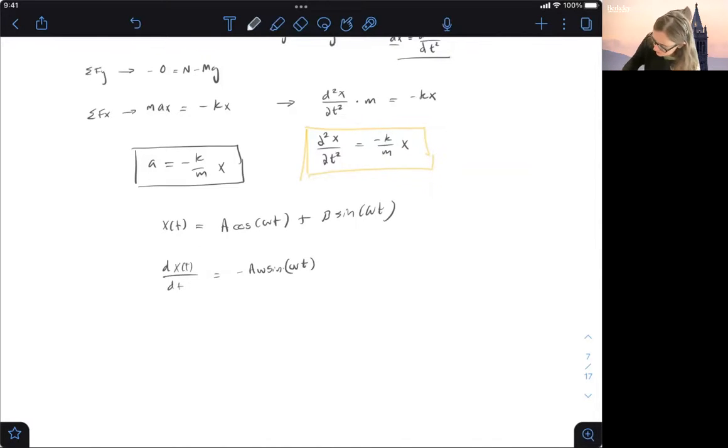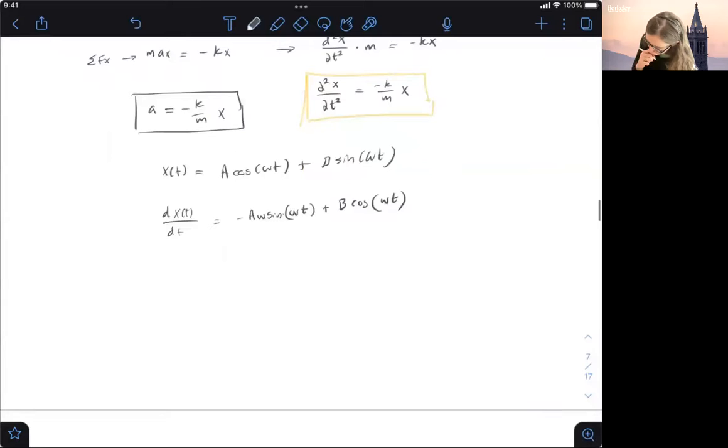Nope, sorry, plus b cosine of wt. Okay, so far so good. All right, now I want a second derivative. So let's do this again.